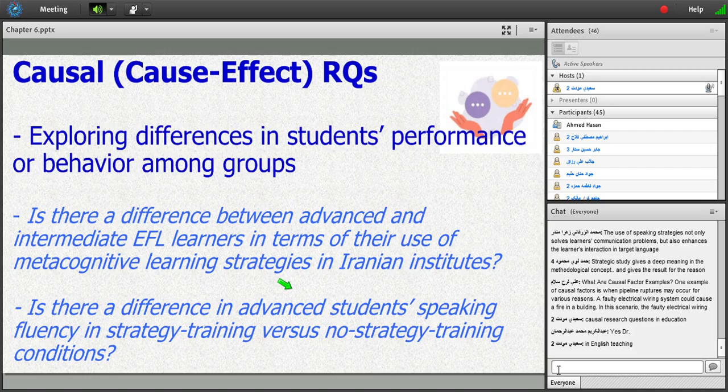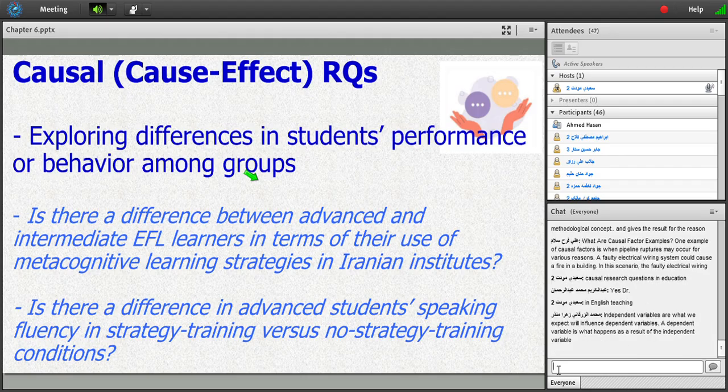Another type of causal research question is the one in which we want to check the differences in the students' performance or behavior among groups. Look at the example. Is there a difference between advanced and intermediate EFL learners in terms of their use of metacognitive learning strategies in Iranian institutes? So we want to check the difference between two groups of students, advanced students and intermediate students. In terms of what? What is different between them? The use of metacognitive learning strategies.